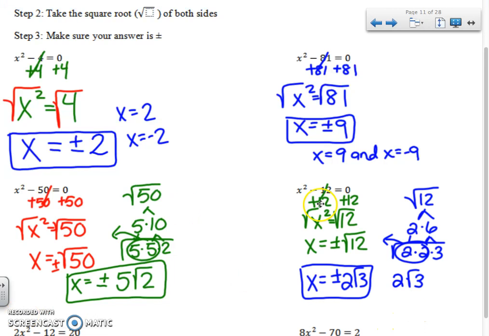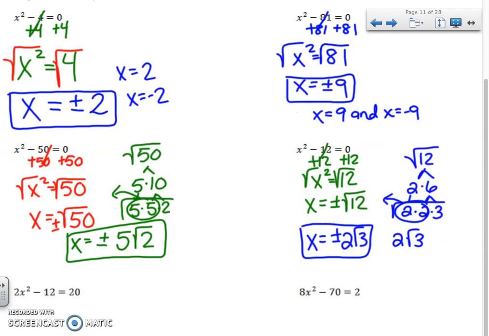Over here, you should have added 12 to both sides and got x squared equals 12. Take the square root of both sides. So then x equals plus or minus root 12. So I went over here and I broke down the square root of 12 into 2 times 6, which is then 2 times 2 times 3. I had a pair of 2s, and 2 times 2 is 4, which the square root of 4 is 2. So I took out a 2, and then I brought down the square root of 3. So again, your final answer is plus or minus 2 square root of 3.